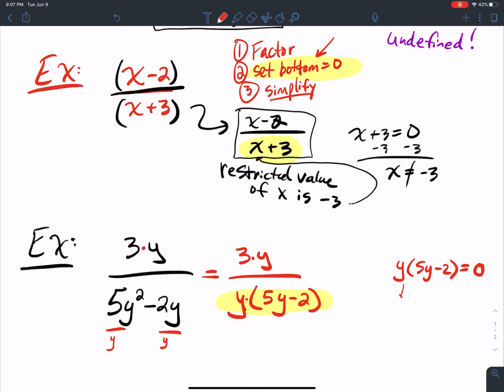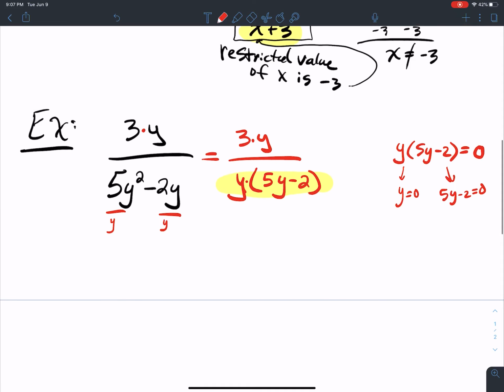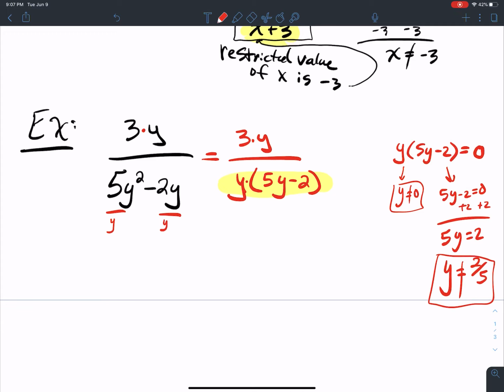If I do that, that means either y equals 0 or 5y minus 2 equals 0. So y equals 0 is a restricted value. And then plus 2 gives me 5y equals 2. So y equals 2 over 5 is another restricted value. So those two are restricted values.